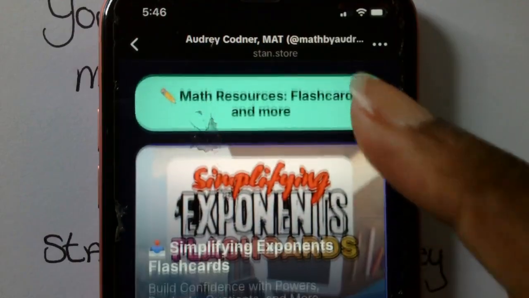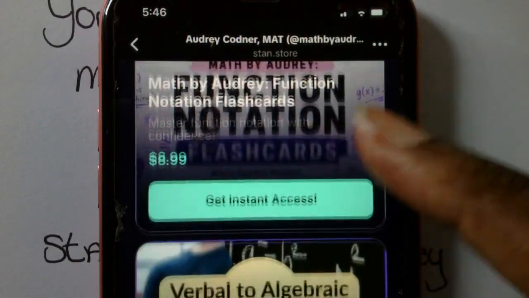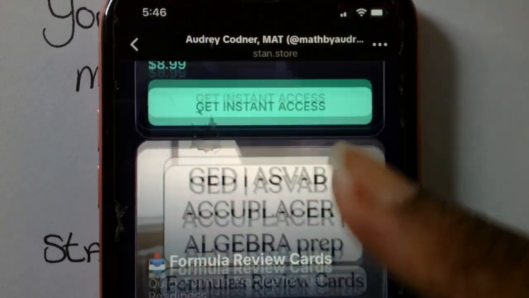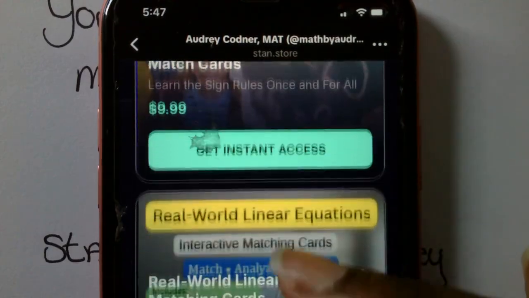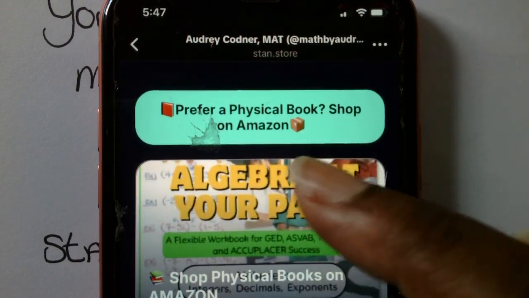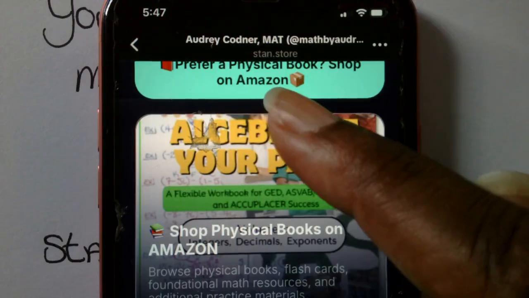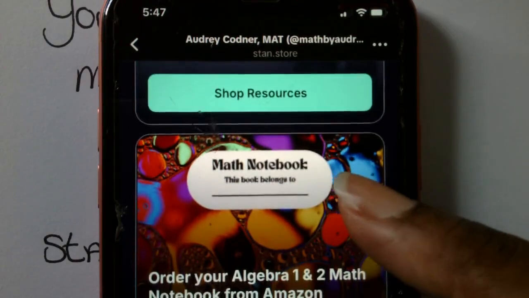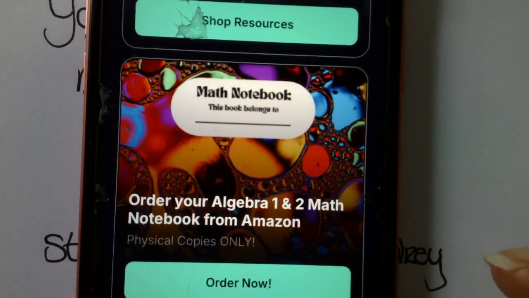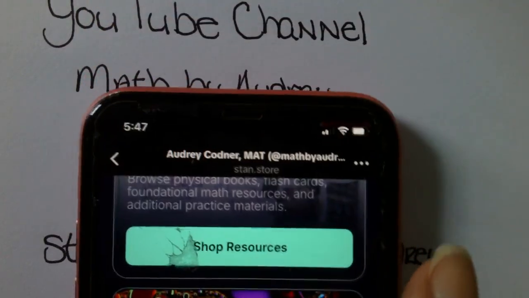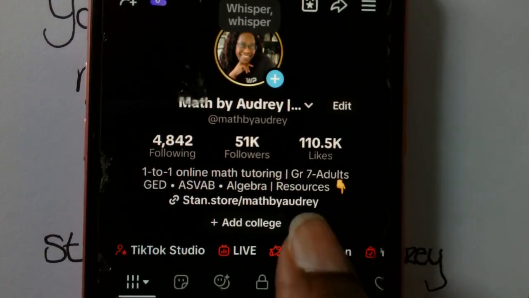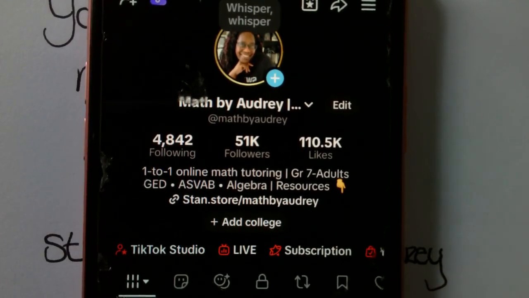Go ahead and scroll, take a look. We got flashcards galore, anything that you need. Sorry, kind of going fast for everybody. Okay, you can scroll all the way down. If you want the physical books, you can get them off of the A. But if you also want one of my math notebooks, I also have math notebooks to help organize your notes. Okay, and remember, all of that came directly from my profile and the link just there. That's the only link I have.